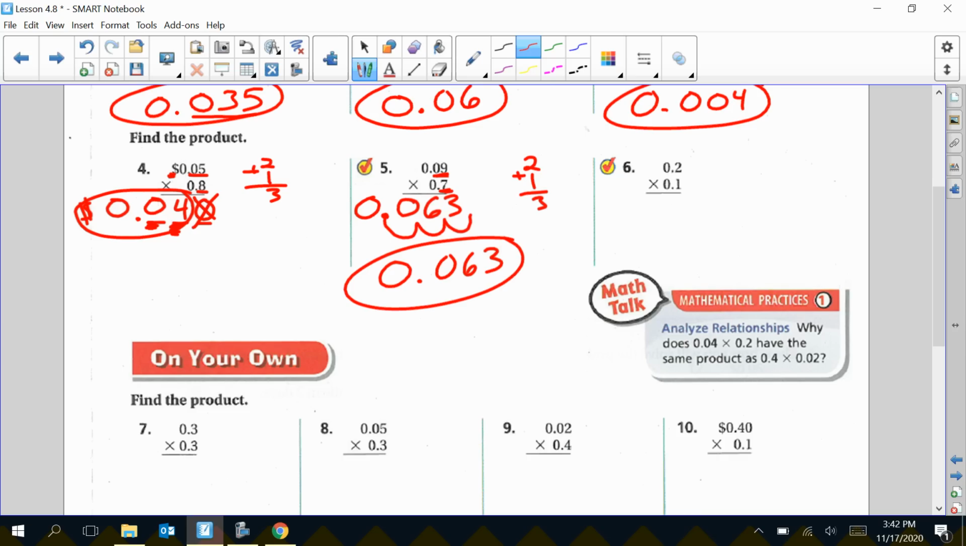2 tenths times 1 tenth gives me 2. It's tenths times tenths, which should be hundredths. So I move over 2 times, place my decimal point. I've got a 0 in the tenths and also a 0 in the ones place, and our answer is 2 hundredths.